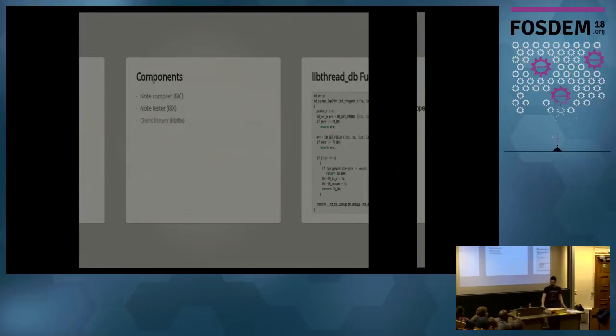The other thing is a client library, written in C, which allows applications to manage and execute the functions. And I've currently got a set of replacements for the libthreaddb functions that GDB needs. There are five of them, I think.